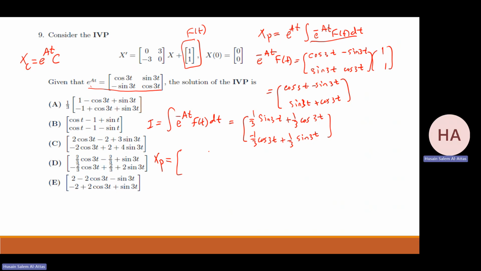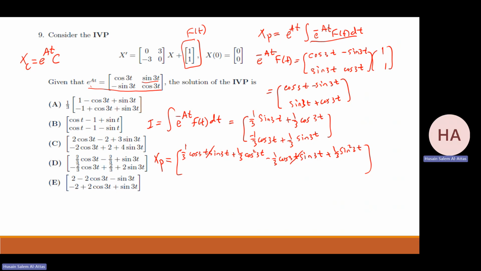First row times this. I have what? 1 over 3 cosine 3t sine 3t plus 1 over 3 cosine squared 3t. This one will multiply by sine: minus 1 over 3 cosine 3t sine 3t plus 1 over 3 sine squared 3t. Cancel, this is cancelled, this is 1 over 3. Sine squared plus cosine squared is 1, which is nice.